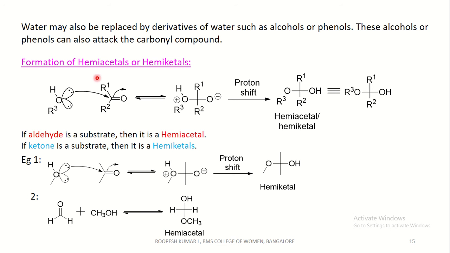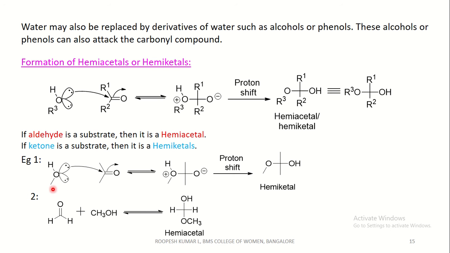Let's see the formation of hemiacetals or hemiketals. That is, a derivative of water is an alcohol. The lone pairs on oxygen attack the carbonyl compound, which forms this corresponding product. That is, as I said, a 1,3 proton shift. This negative charge on oxygen takes this proton to form the corresponding hemiacetal or hemiketal. If the substrate is an aldehyde, you get a hemiacetal. If this is a ketone, you get a hemiketal as a product.